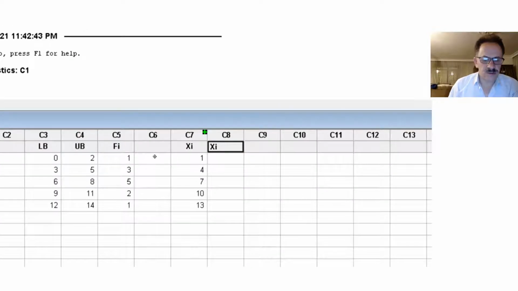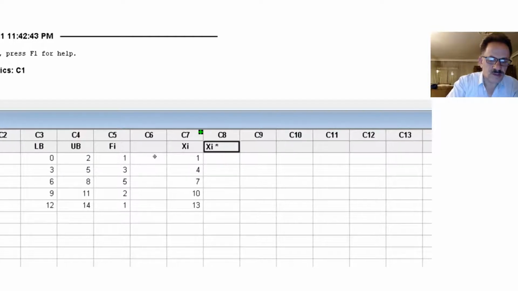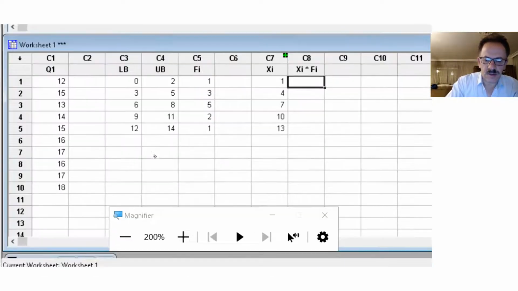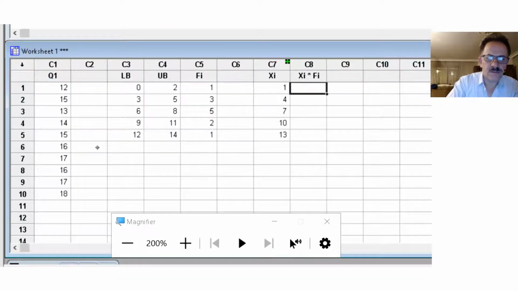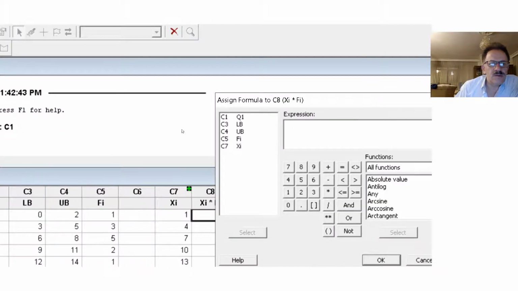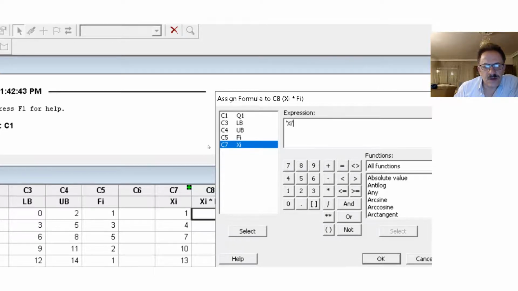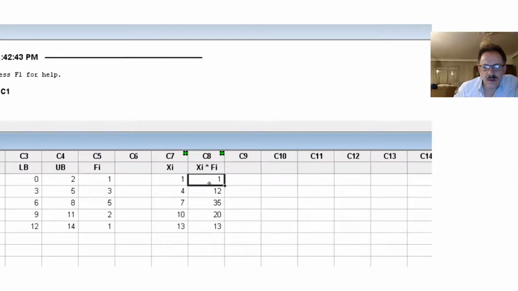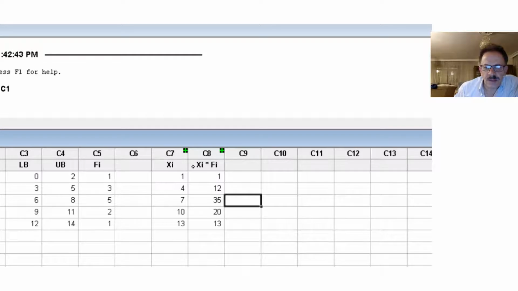Where is the xi fi? I will say this column is equal to xi times fi, which means which column by which column, which is equal to the column C5 times column C7. So I will go to the first cell in this column and I will assign a formula for that one. Now I'm going to find the xi multiplied by fi. So I will take this formula to xi times fi. That's it. So you can see, yes, we have xi fi.